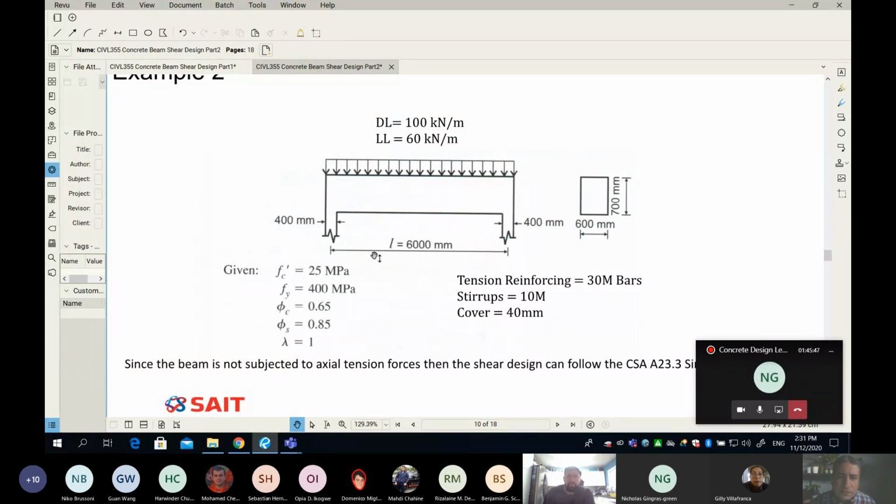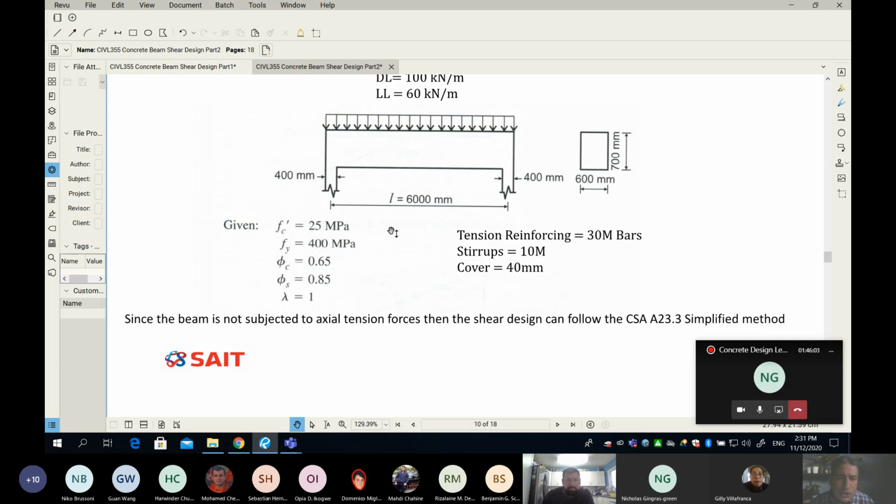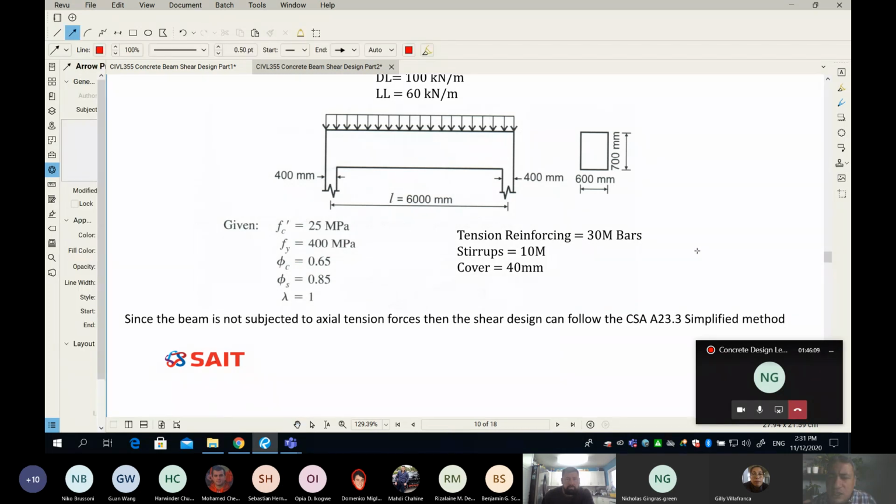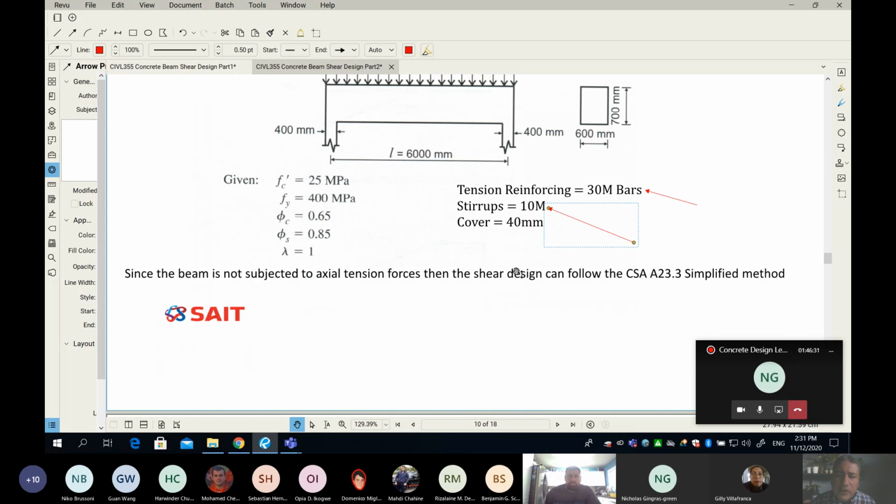Now the beam here is given. The beam is 6 meters center line to center line, and the column is 400. The load on the beam is 100 kilonewton for dead load and 60 for live load. There is also other information, like f'c, fy, and some other constants. You also need the reinforcing bar, because this helps you find your effective depth. We are asked to use 10M stirrups, which is the norm. For very heavy reinforced beams we go to 15M, but the norm is 10M. Clear concrete cover is 40.